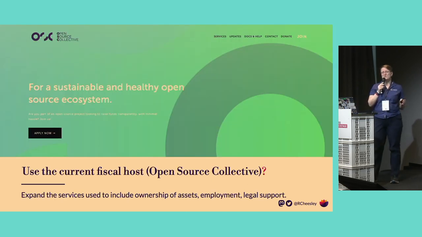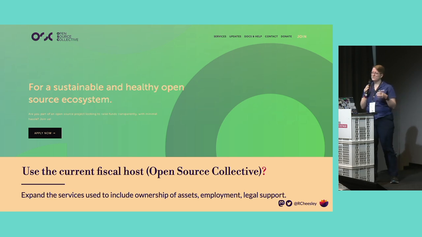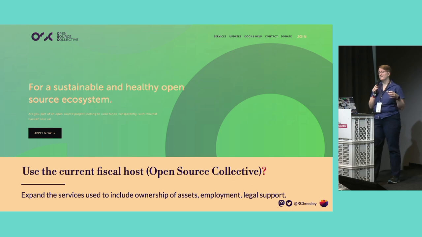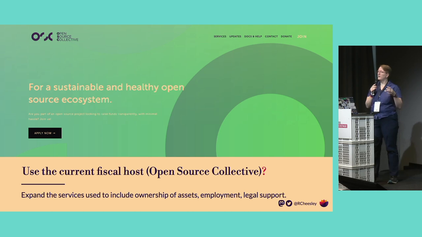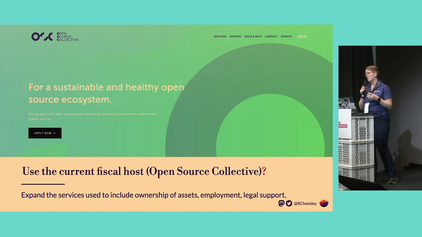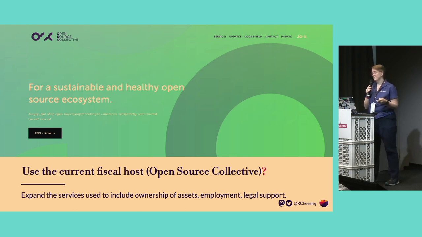As I mentioned, we used Open Collective, so we're fiscally hosted at this point by the Open Source Collective for our money. But they also provide things like legal support. They can hold brand trademarks. They can provide you with legal support. They can also support you infrastructure-wise. They can employ people as well through remote.com. So the other option was, well, we could continue with the structure we have right now, but use some more of the services that we're not actually currently using.